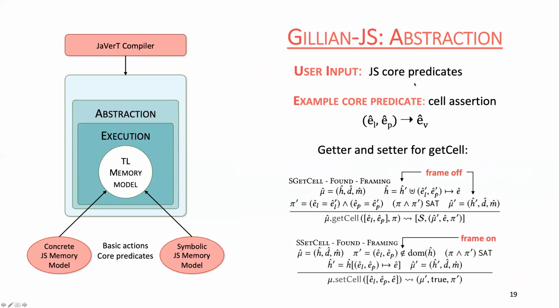JavaScript core predicates are extremely straightforward, and people knowing about separation logic will not be surprised about this. We have a core predicate of this shape. We've got a symbolic location, a symbolic property, and a symbolic value. And we have getter and setter associated with this particular core predicate. And here I've just given the found cases rather than the missing cases. There's more to do here than just what I've written down.